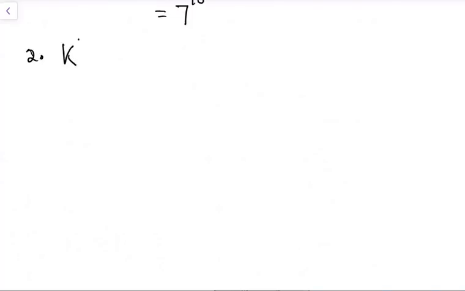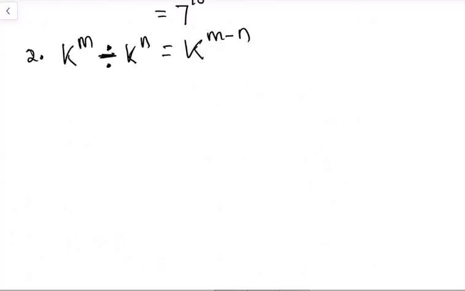We have k raised to power m divided by k raised to power n, and that will give us k raised to power m minus n. Remember, in the first case, we have multiplication. We added the indices. In this case, where we have division, we're going to subtract.